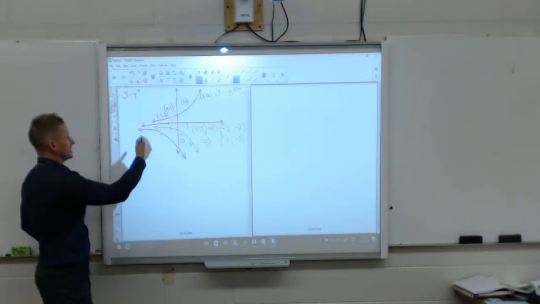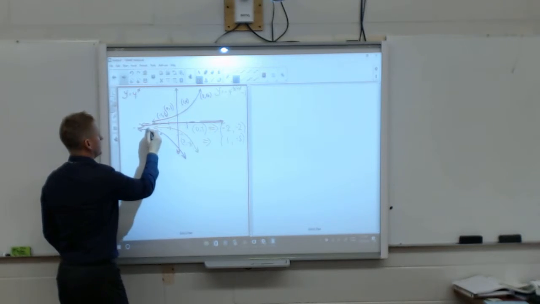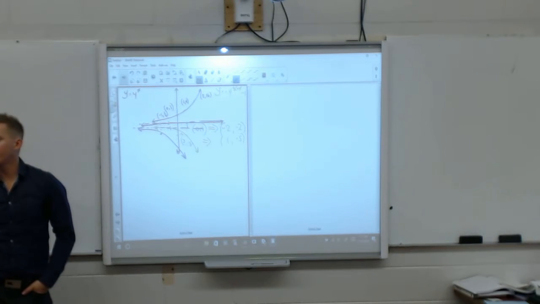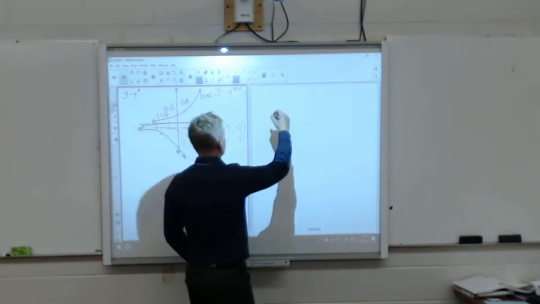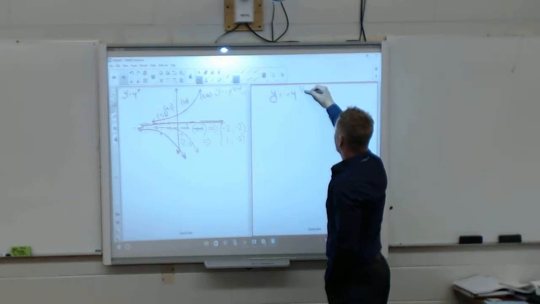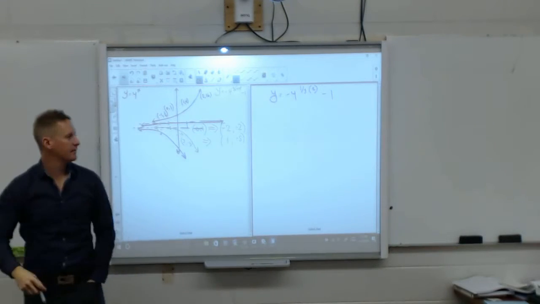Down 1. Because it started right here, right? So it should have been down 1 to right there. Okay, so that's important as well. We want to make sure that's in there. Now my y-intercept is when x is 0, right? So if x is 0, 0 plus 2 is 2, right?